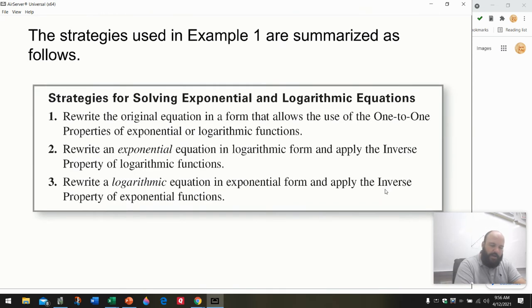The next one says rewrite the exponential equation in logarithmic form and apply the inverse property of logarithmic functions. And that's the first rule that we learned, how to go from exponential to logarithmic equations or from logarithmic equations to exponential. And then the last strategy is to rewrite the logarithmic equation in exponential form and apply the inverse property of exponential functions, which is pretty much the same as the second one.